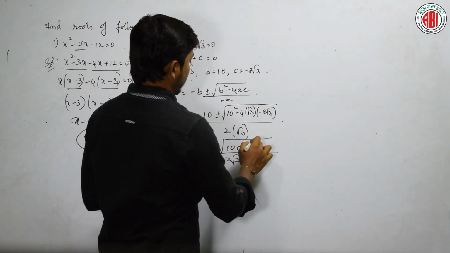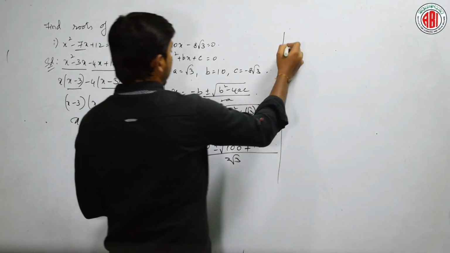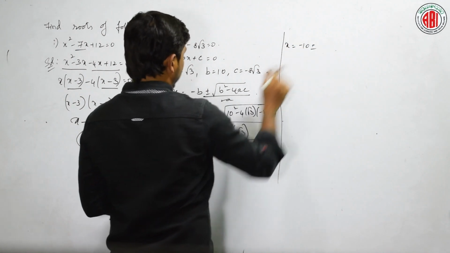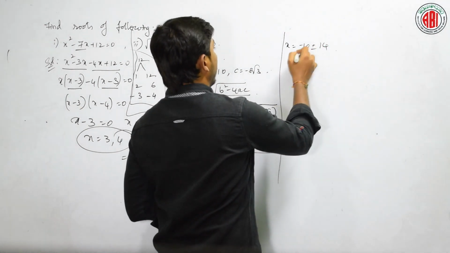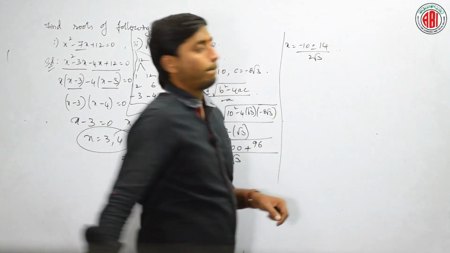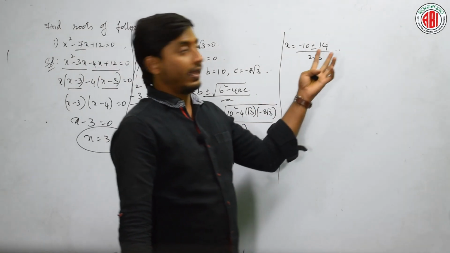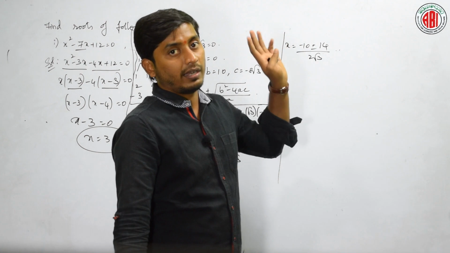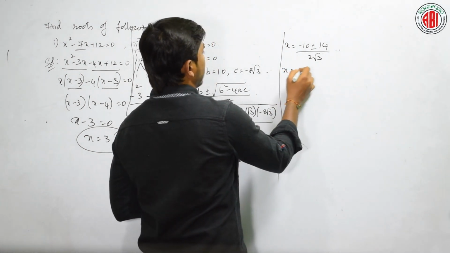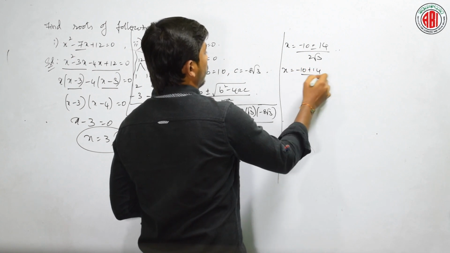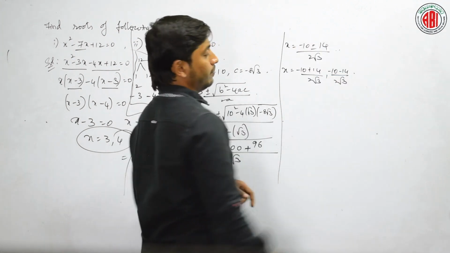196. Okay. Now, just tell me, minus 10 plus or minus under root 196. What is it? 14. 14 by 2 root 3. Is it clear till now? No confusion, right? So, let us segregate these terms, that is, we will write it as plus term first and then minus term. So, we will get it as minus 10 plus 14 by 2 root 3 as one term and minus 10 minus 14 by 2 root 3 as one more term.